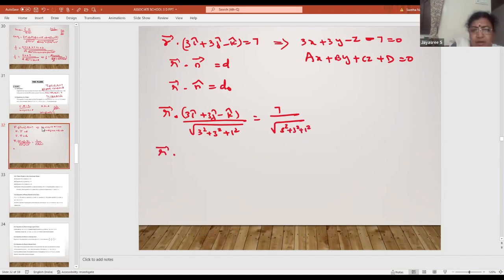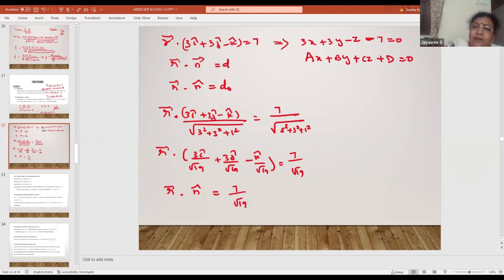Now 9 plus 9 is 18, plus 1 is 19. So r vector dot (3i by root 19 plus 3j by root 19 minus k by root 19) is equal to 7 by root 19. Now we have converted it into the form r vector dot n cap is equal to 7 by root 19. Now after writing this, we have to ask them questions.